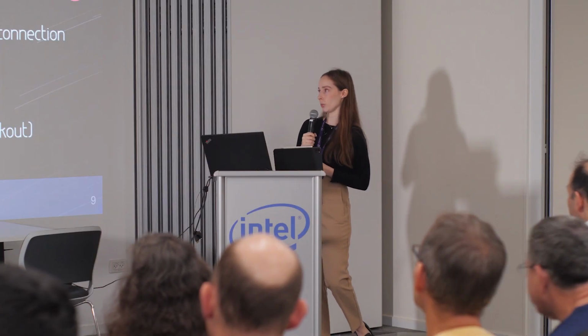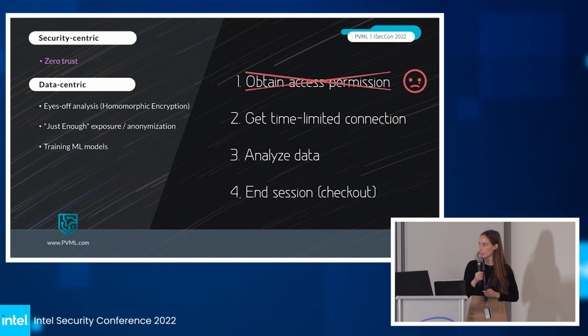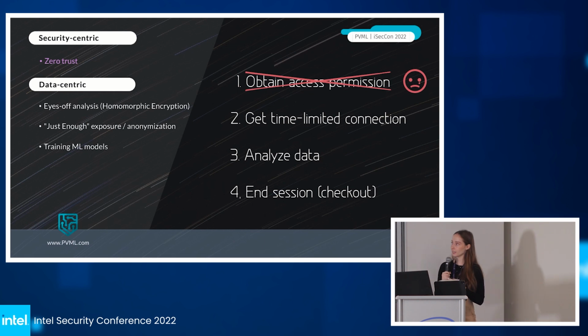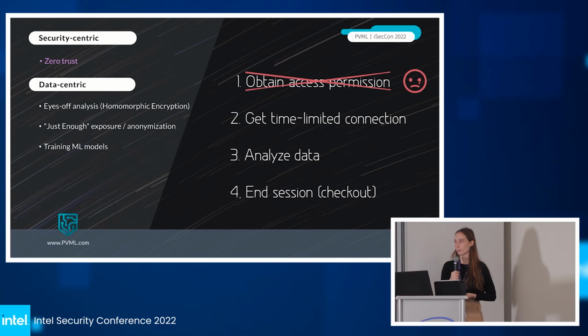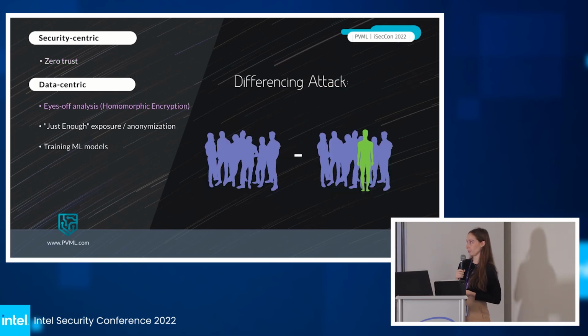OK, let's try the next one. Let's give Ben access to analyze the data eyes off, like in homomorphic encryption. So Ben doesn't get to see the sensitive data, but he can analyze it. Now, putting aside the time complexity of encryption methods, let's think, is it actually safe? Well, turns out it isn't, because the data is exposed to a very simple but dangerous differencing attack that occurs when the attacker has access to analyze the data.